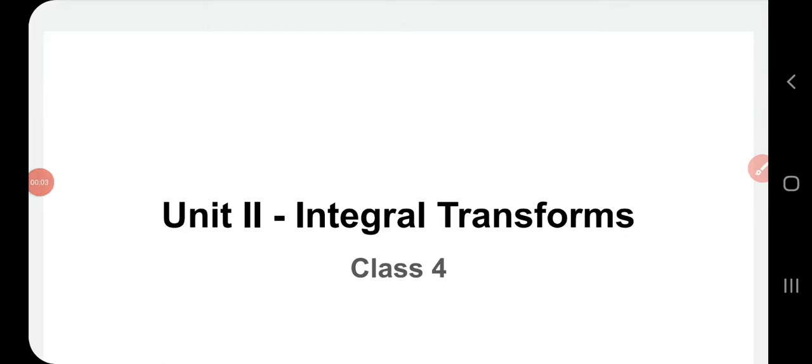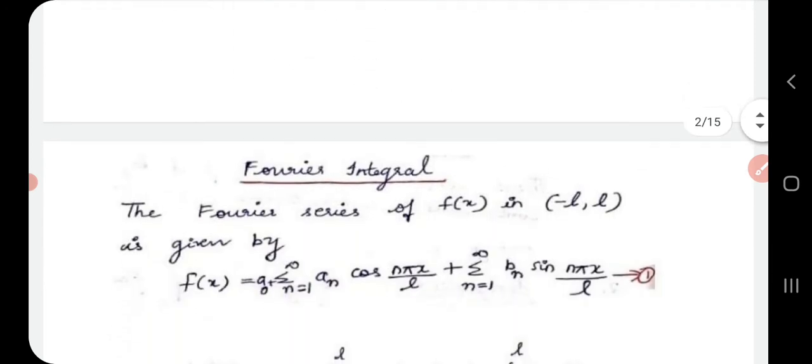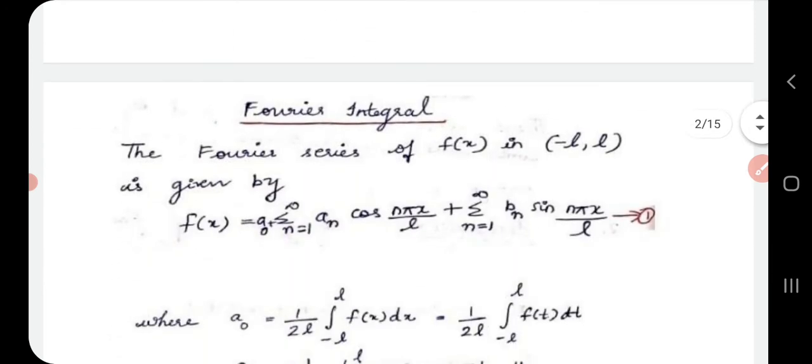Good morning. And now in today's session, we will deal with Fourier integral. Fourier series we have completed. Now we are going to learn about Fourier integral. Now here first of all we will derive an expression for Fourier integral, that is, how that Fourier integral equation will look like.